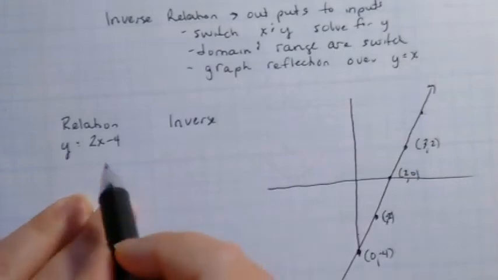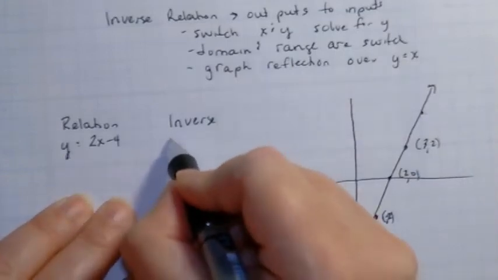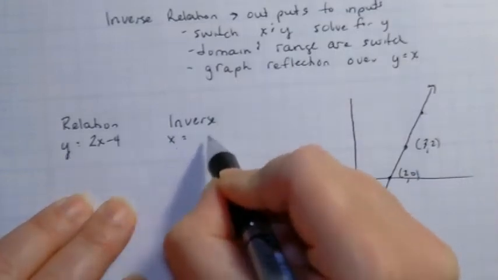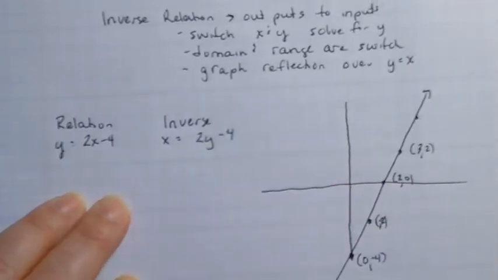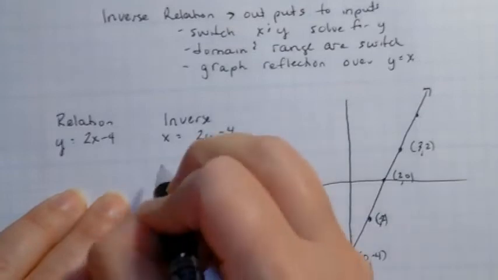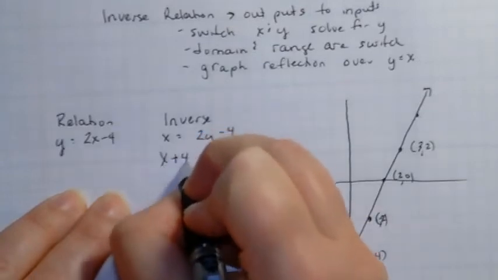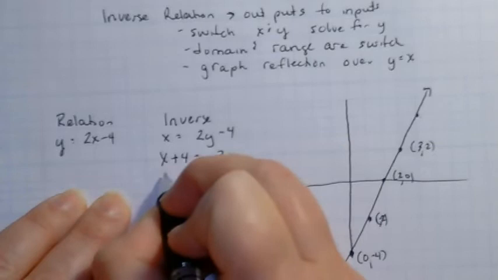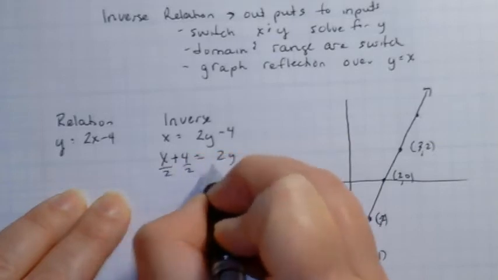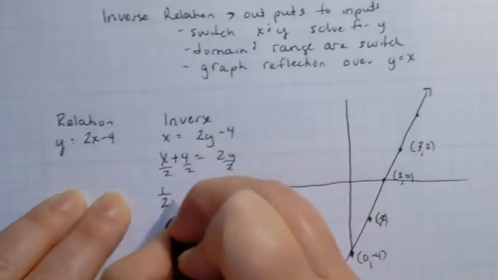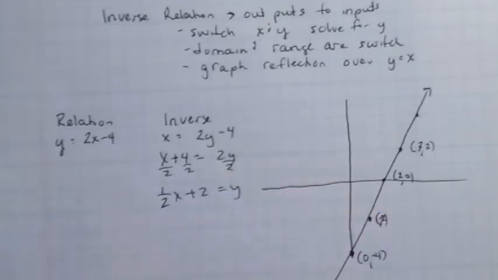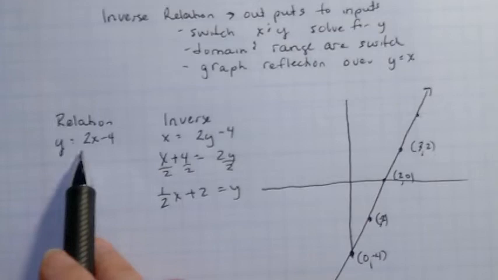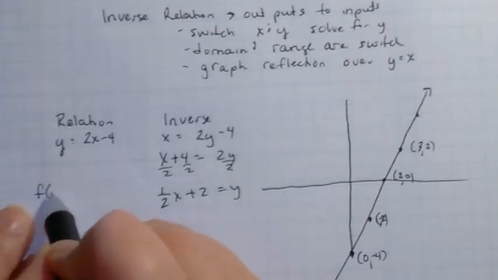To find the inverse, we're going to use our relation and switch the x and the y. Now we're going to solve for y. I'm going to add 4 to both sides, and then divide everything by 2. So I have 1/2 x plus 2 equals y. This thing was a function to start with, so I could have written it like this.